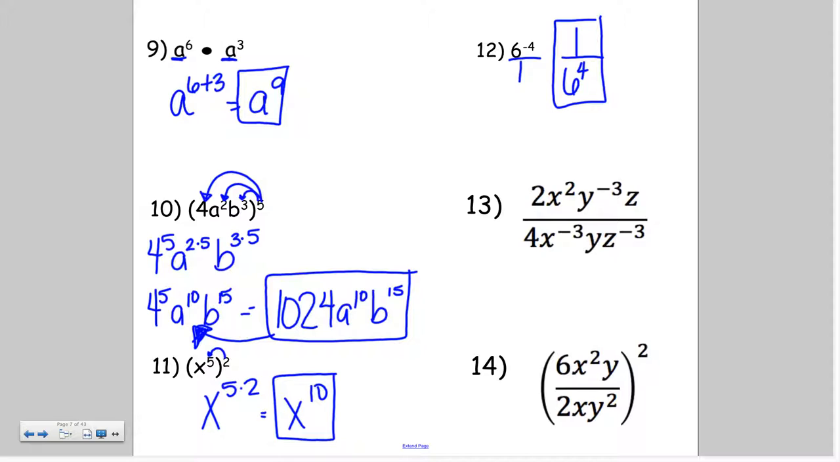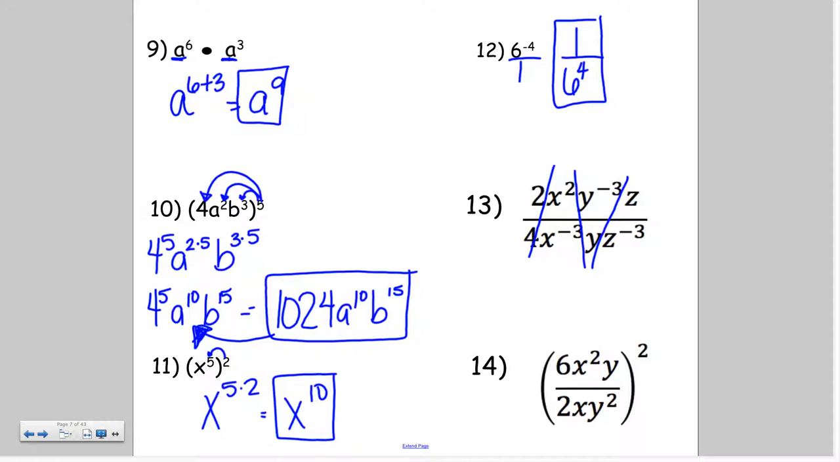All right, number 13 and 14, I want us to take it slow because this one can get tricky. Both of these can get tricky, but all you have to do is just break it down. And this is what I encourage you to do. 2 and 4 go together. The x and the x, y and the y, and the z and the z. So that way you're just working with one thing at a time, okay?